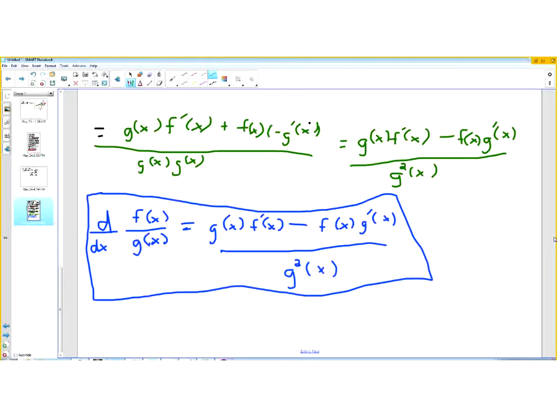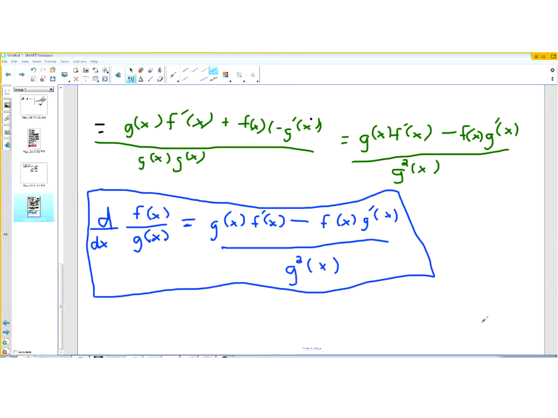All right, so I guess we should work an example. Let me see if I can find a decent example. Okay, so let's do that on the next page.